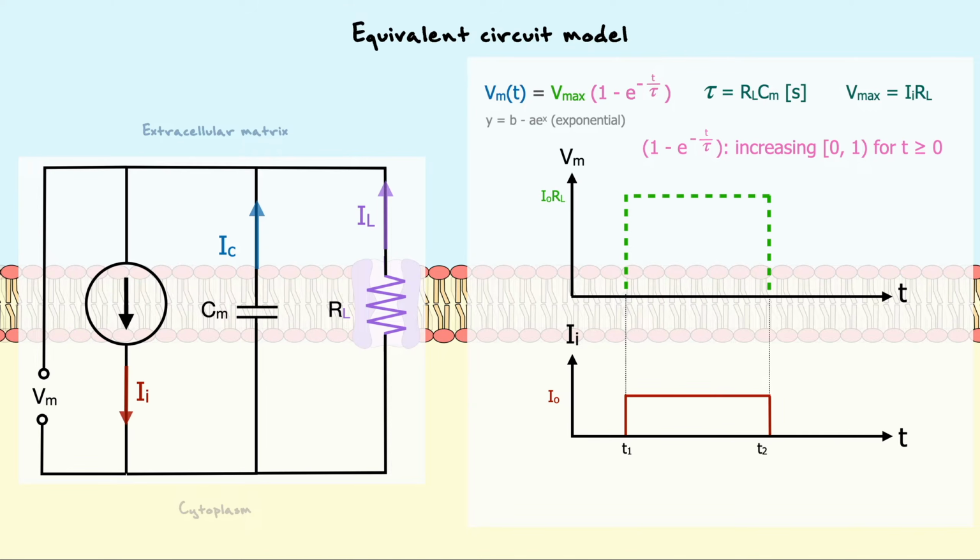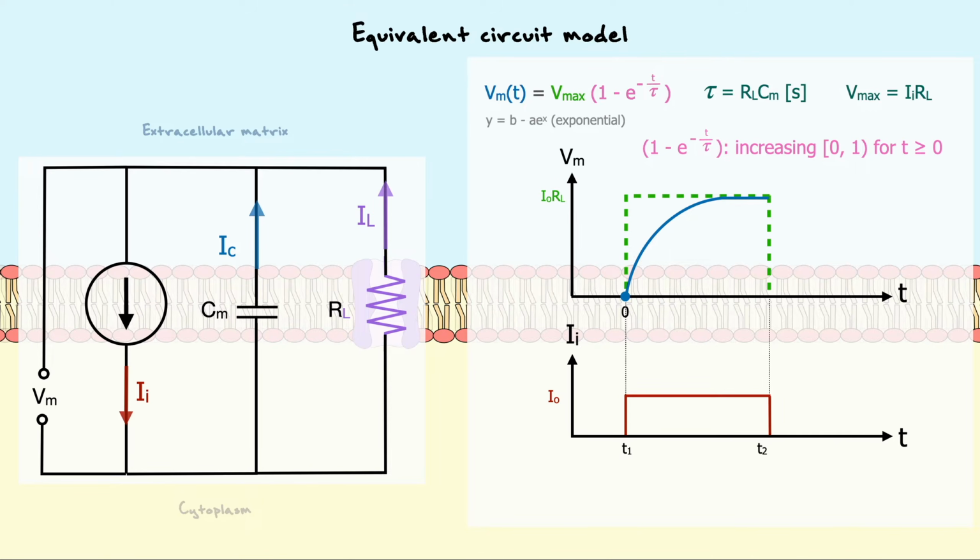Now, for the actual membrane potential, at time t1, we can consider it as t equals 0 with respect to the current injection. By plugging 0 in the membrane potential equation, the pink term becomes 0 and so does the membrane potential. Now, as time goes by, the pink term progressively increases and a larger and larger portion of Vmax is attained, up until Vm pretty much equals Vmax at t2.